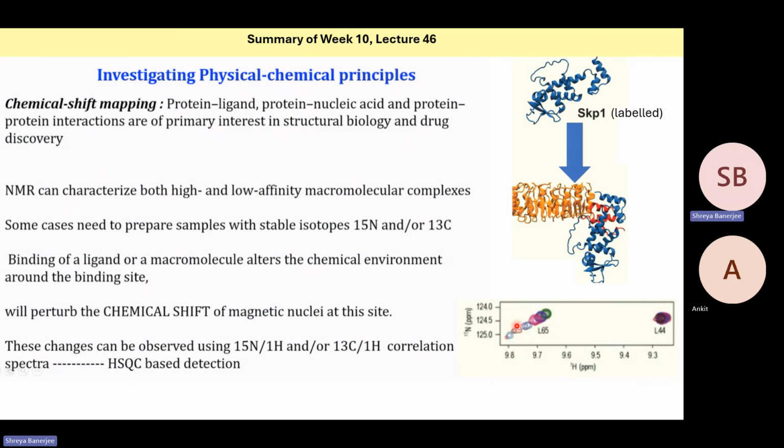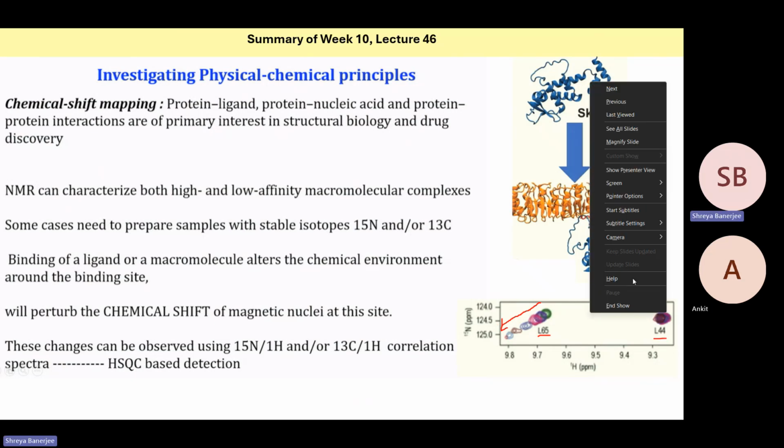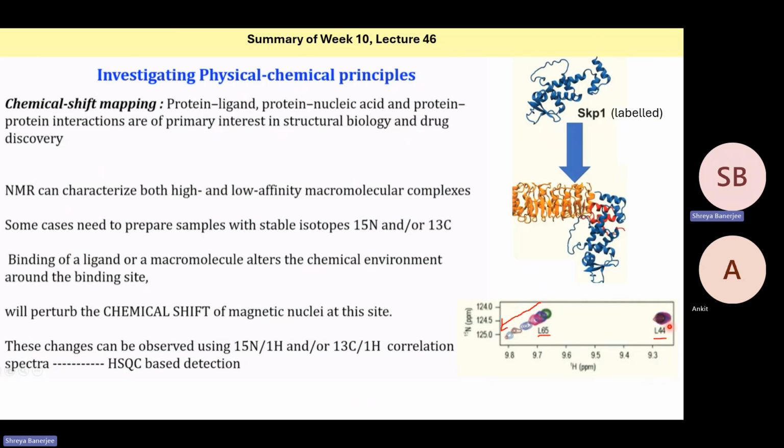So if we look at the HSQC peaks, we can see that they are shifting. One of the peaks of this amino acid, leucine 65, is shifting, but leucine 44 is not shifting. That means leucine 44 is not a part of the binding site because it is not shifting as we are adding more and more of the SKP2 protein. But on the other hand, leucine 65 is part of the binding site because as we are adding more and more of this SKP2 protein, the chemical shift of leucine 65 is changing because the binding is causing a change in the chemical environment in the binding site.